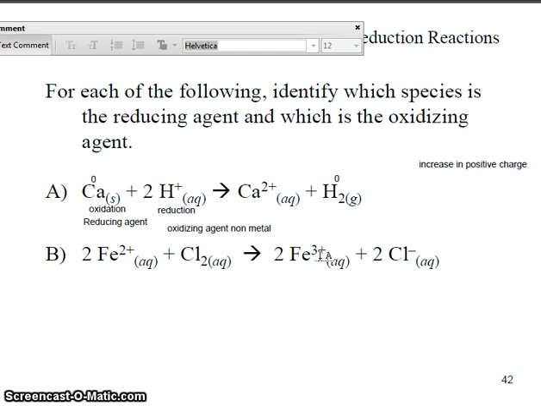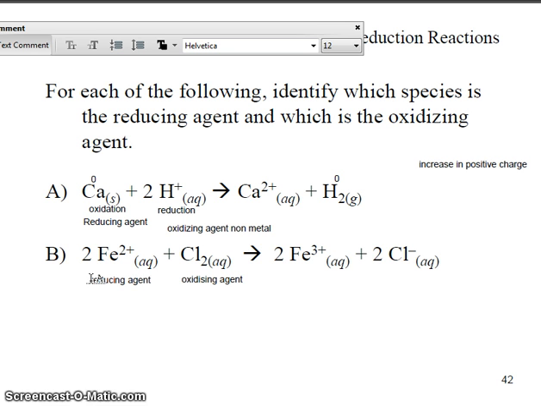So a couple of ways to see this. Like I said, the more metallic a character is, the more it will have a tendency to lose electrons. More non-metal like character will have a tendency to gain electrons. So you can see that Cl, which is more on the right side of the periodic table, should be your oxidizing agent. And Fe, which is the metal, is going to be your reducing agent. So one is the placement of elements on the periodic table.